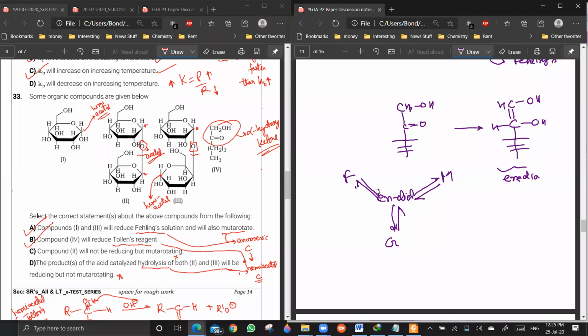What is the other important thing about these three compounds, glucose, fructose, and mannose? They will give the same osazone also. Do you remember? Yes sir, that is very good.